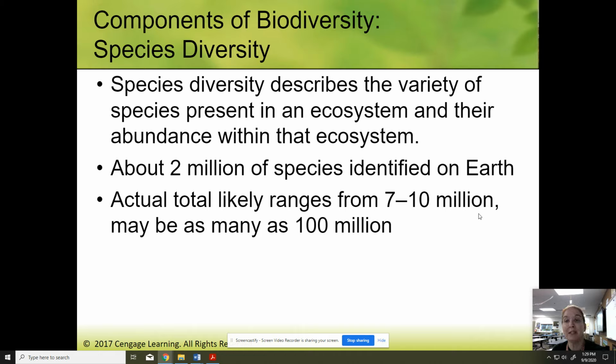We have about 2 million species identified on Earth. The actual total ranges somewhere between 7 and 10 million, maybe as many as 100 million. Most people are guessing somewhere around that 10 million species mark. So if you want to identify something new, get into science.